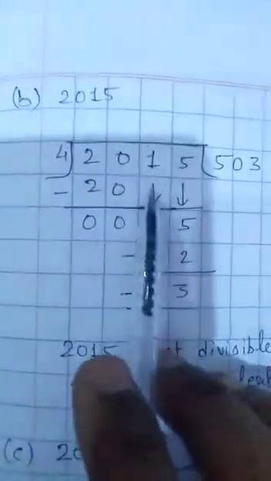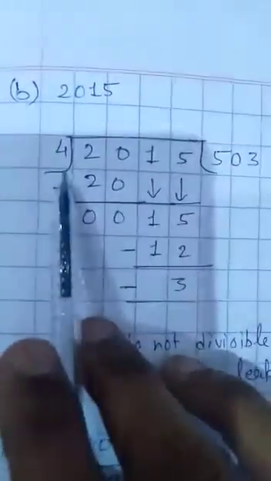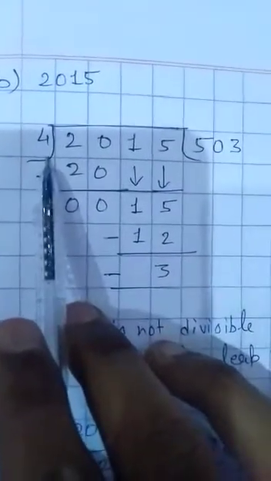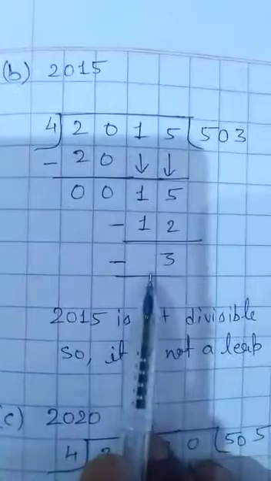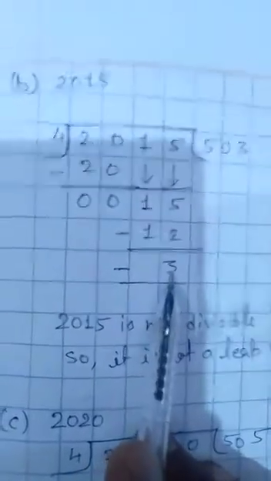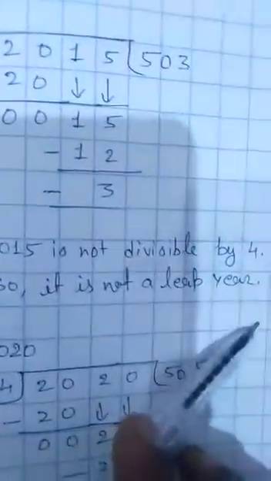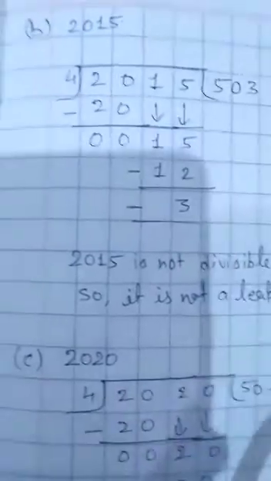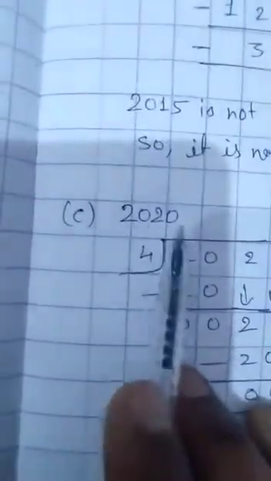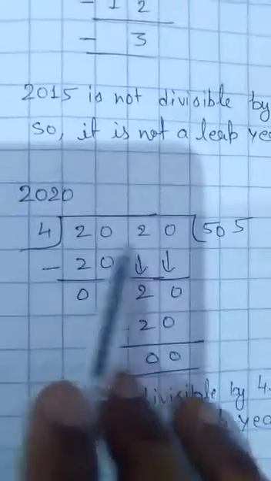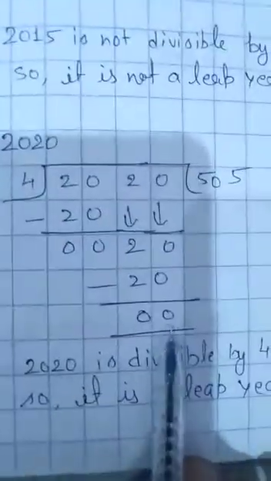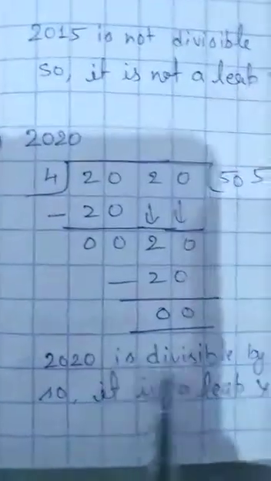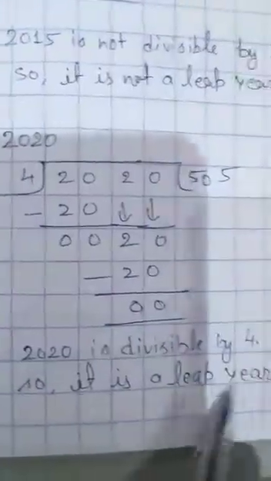Now question number B, we will check whether 2015 is a leap year or not. When we divide 2015 by 4, there is a remainder 3. So 2015 is not divisible by 4, so it is not a leap year. Question number C, 2020. When we divide it by 4, the remainder will be 0. So 2020 is divisible by 4, so it is a leap year.